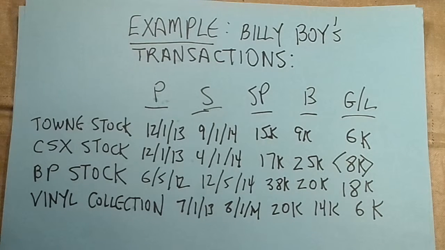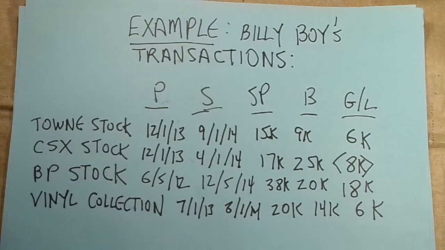The CSX stock, Billy Boy also purchased on December 1st, 2013. He sold this a mere 4 months later on April 1st, 2014. His sale price was $17,000. Basis was $25,000. So he actually lost $8,000 here. And this is also a short-term loss in this case because the items were held for less than a year.